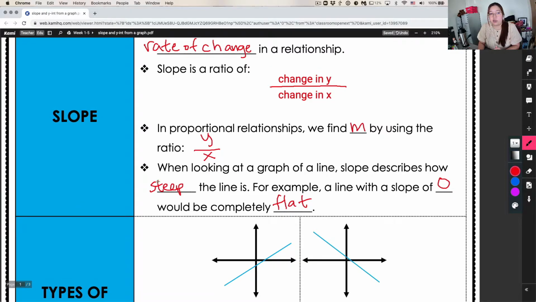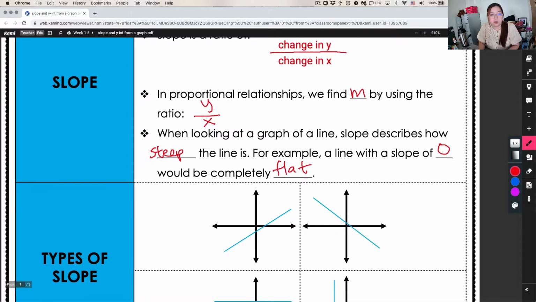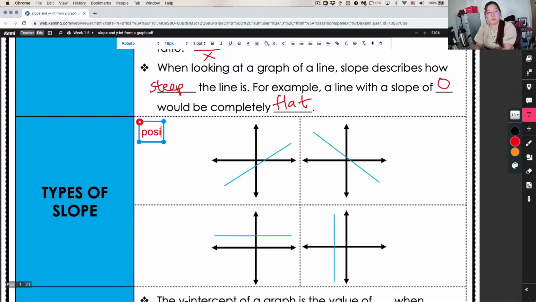And so when we're looking at a graph, visually, what is slope? Slope is describing how steep the line is. Now there are 4 basic types of slope, and we're going to go over these, starting from this top upper left. Okay? This is a positive slope. Positive slope goes up from left to right.